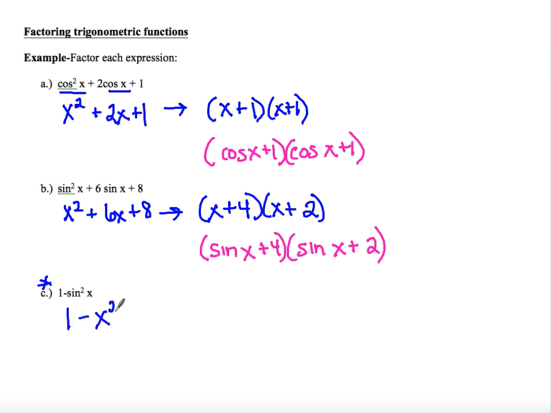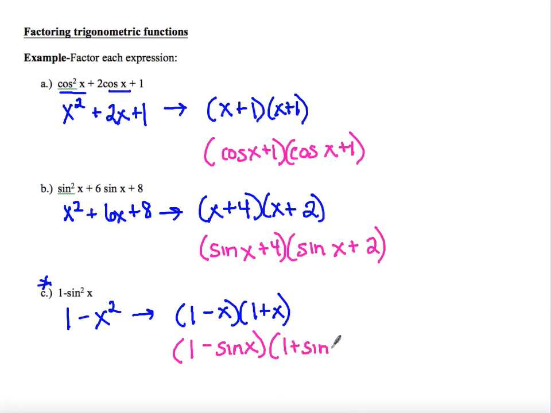I'm going to write this as 1 minus x squared. And when I look at this, hopefully you recognize that as a difference of squares. So even though the squared term isn't first, it still is a difference of squares. The square root of 1 is 1, square root of x squared is x. And so that means it's going to factor into 1 minus x times 1 plus x. Okay. Again, we're not having an x. We actually had the sine function in there. So we're going to say this is 1 minus the sine times 1 plus the sine. And that will be my final answer for the factoring.